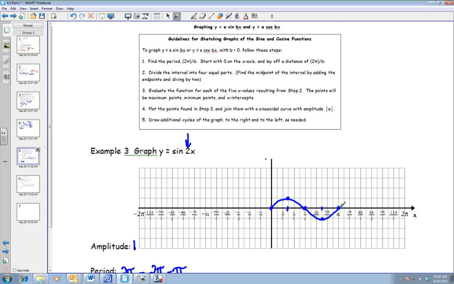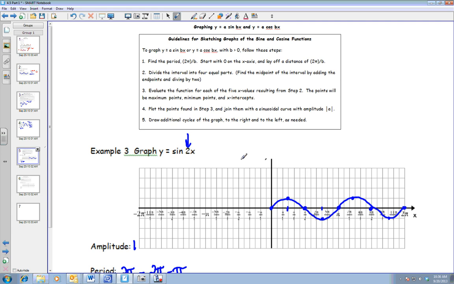Now if I wanted to continue this, I could go from pi to 2 pi. Here's my beginning point, here's my midpoint, here's my end point. Right in the middle of the first half, I'm going to go up to 1, and in the second half I'm going to go down to negative 1. So do you see that if we graphed from 0 to 2 pi, now I have 2 complete periods, or 2 complete graphs from 0 to 2 pi, when normally I would only have 1.